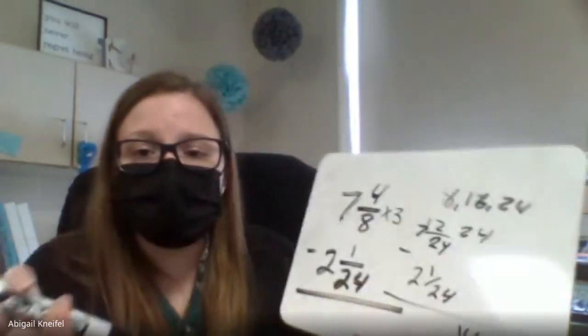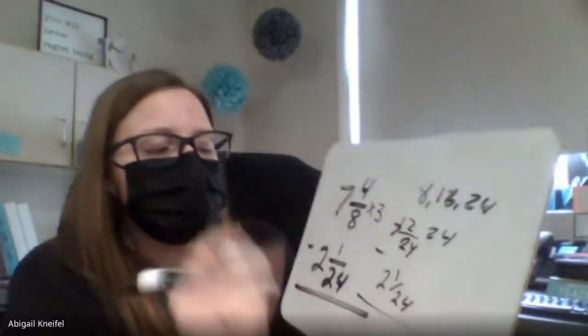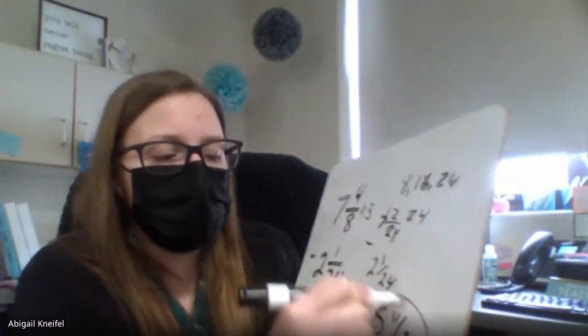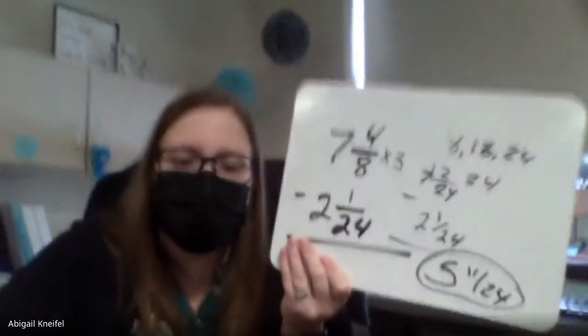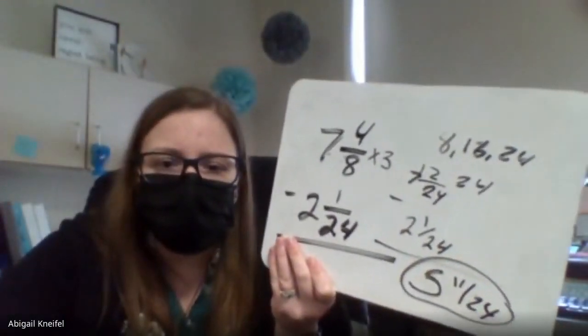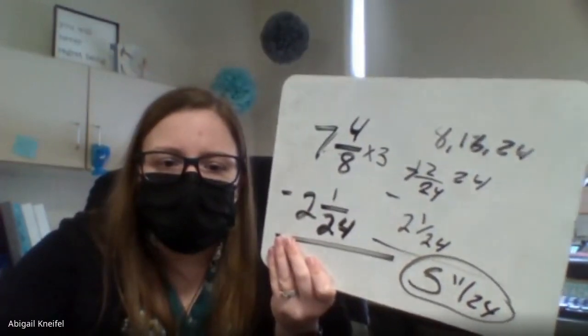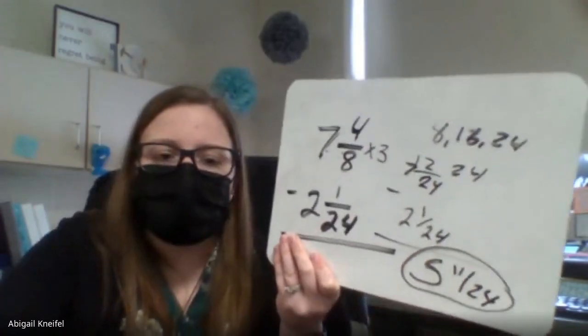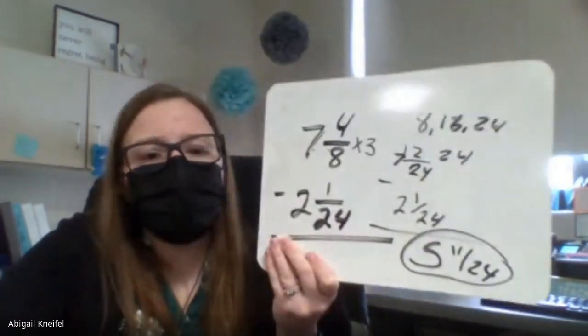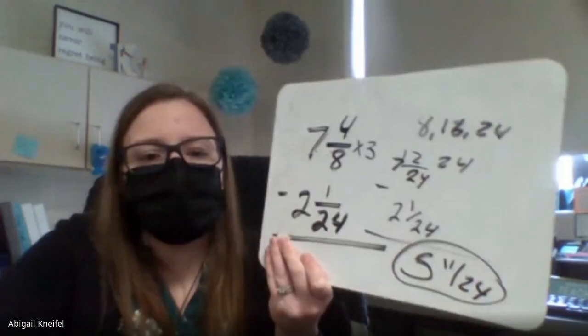I don't know how many times we found 11 today, but that's okay. And 7 minus 2 is 5. Your answer should be 5 and 11/24. That cannot be simplified. Jameson, you multiplied wrong. 4 times 3 is 12, not 16.